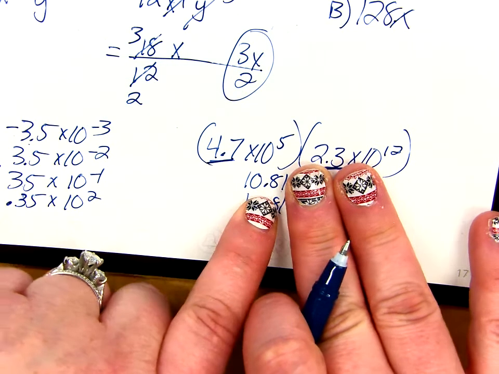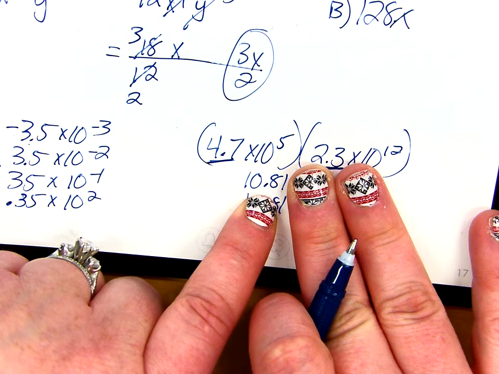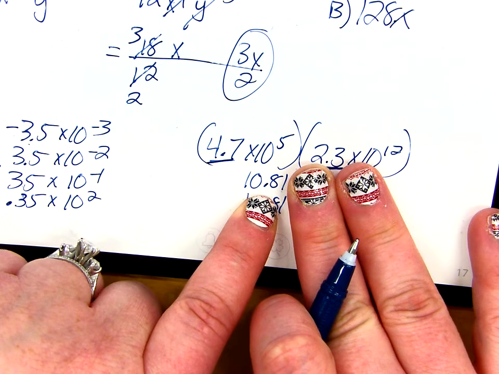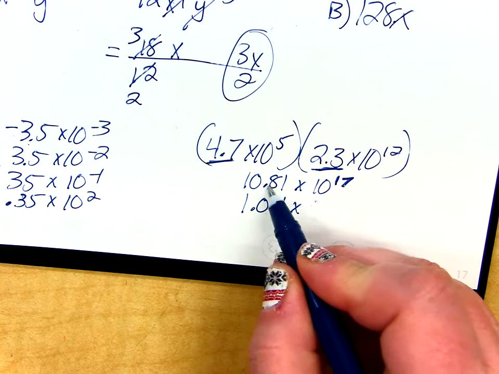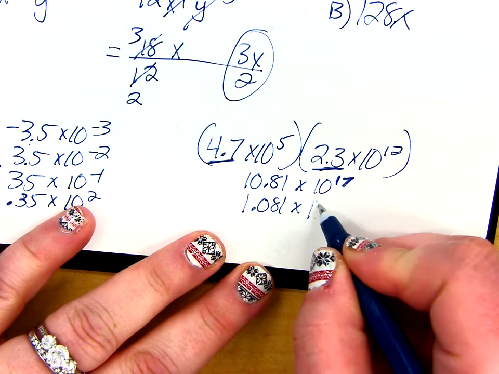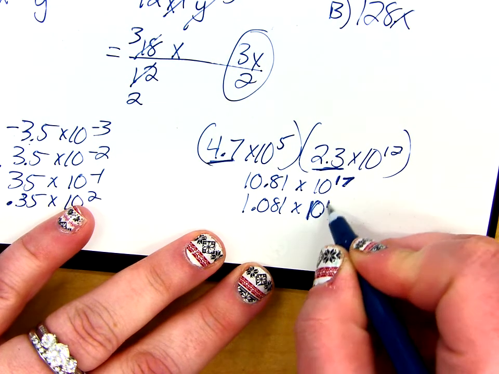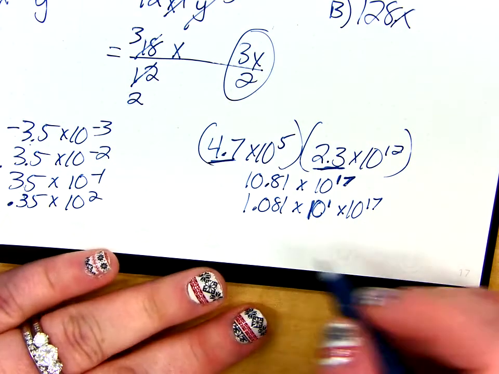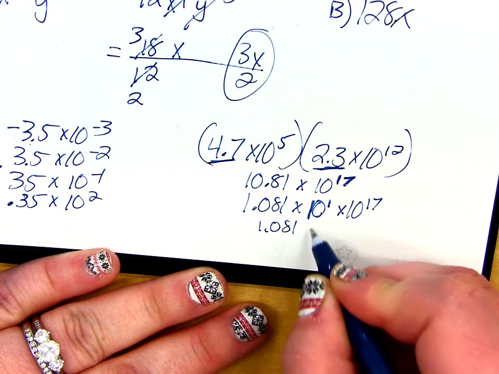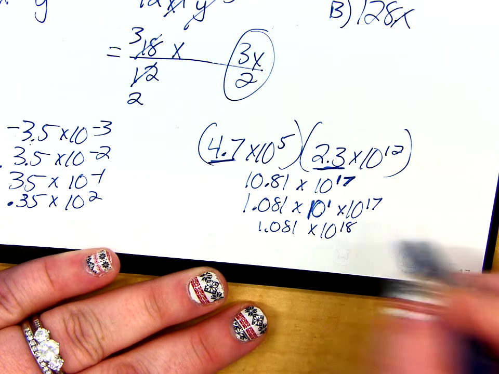So if my value is $10.81, you better believe I'm excited about finding $10.81. So that would get me a positive. And I only had to move the decimal 1 place, so that's 10 to the 1st. And then I still have this times 10 to the 17th. So now altogether I have 1.081 times 10 to the 18th.